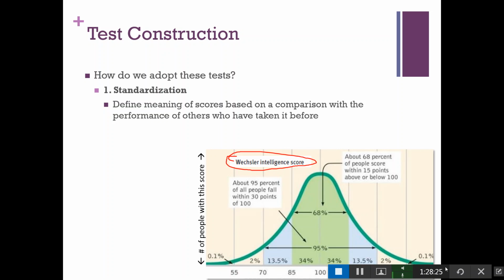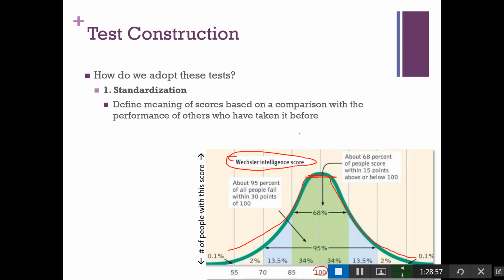So for instance, you might plot out how many people score at 100, right? And so this indicates that there are a ton of people who score at 100, right? And so you get fewer people scoring lower and you get fewer people scoring higher. That's what this curve indicates, okay? Before I talk about that, let me talk about a couple of other issues. So that's what we mean by standardization.